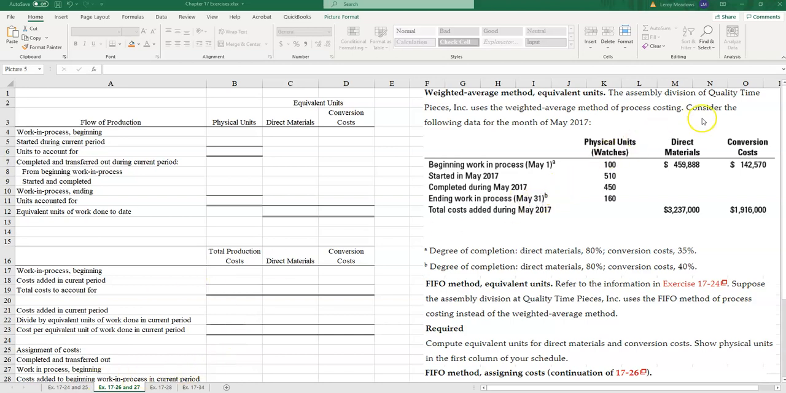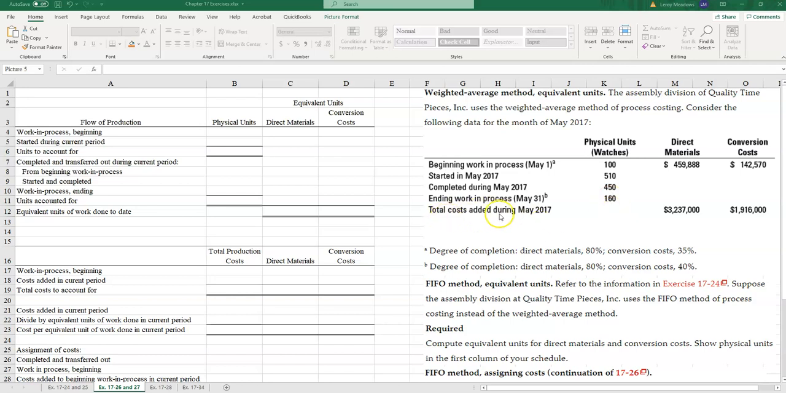The assembly division of Quality Timepieces Incorporated uses the weighted average method of process costing. And as we just talked about here, we're actually going to use first in, first out. So consider the following data for the month of May 2017. Beginning work in process inventory, 100 units. And that 100 units had direct material costs associated with it of $459,888. And then finally, conversion costs of $142,570. We started 510 units in May. In May, we also completed 450 units, and we had 160,000 units in ending inventory.